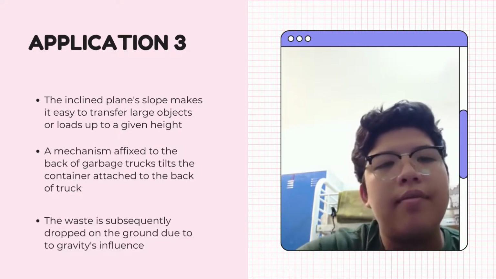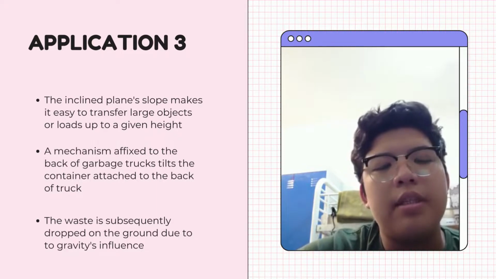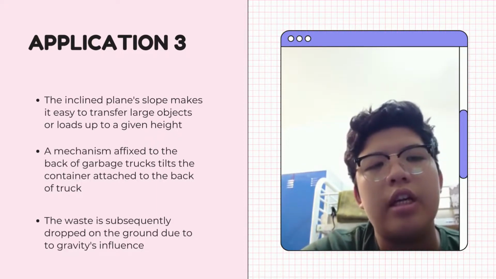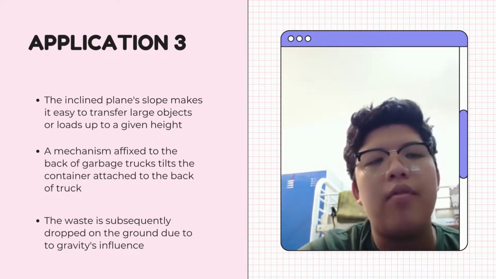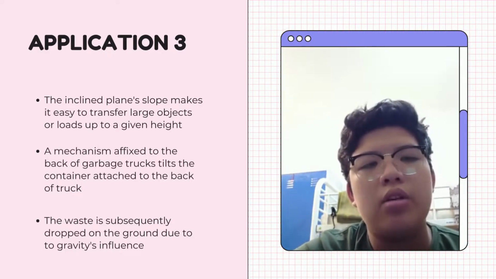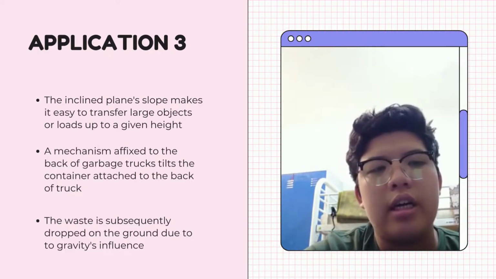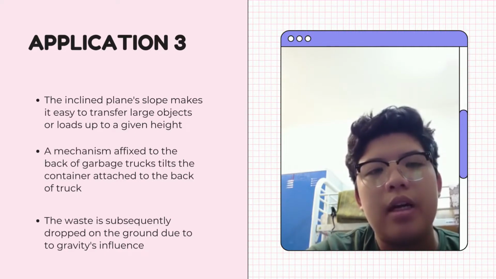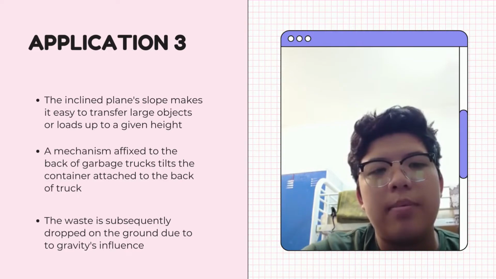A mechanism affixed to the back of a garbage truck tilts the container attached to the back of the truck. When you tilt the container, it creates an angled plane. The waste is subsequently dropped on the ground due to gravity's influence. As a result, garbage trucks can use inclined planes.